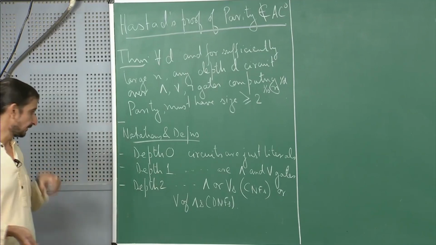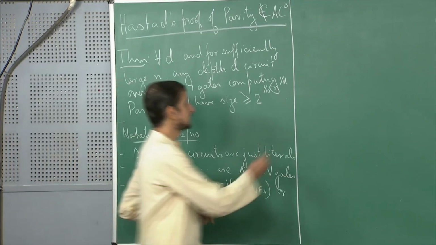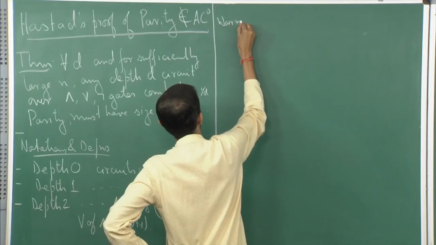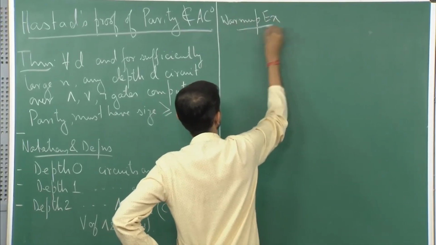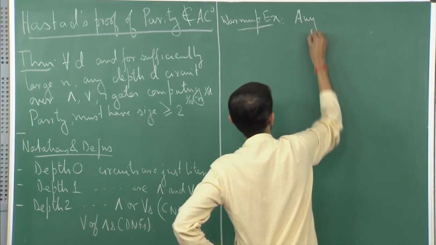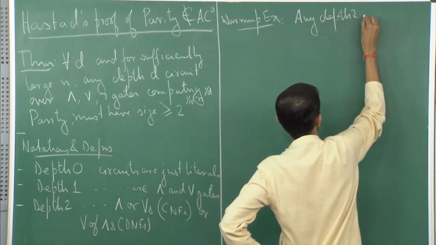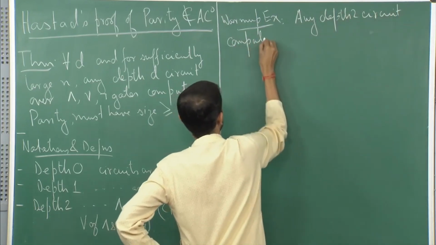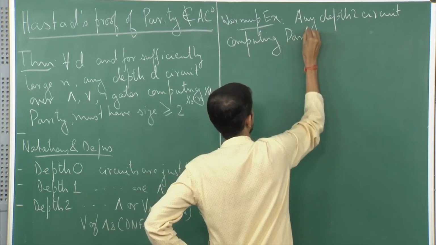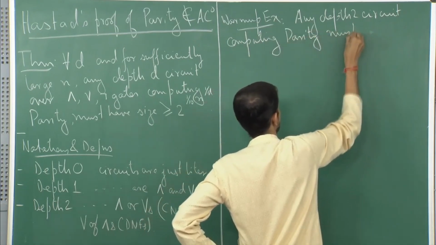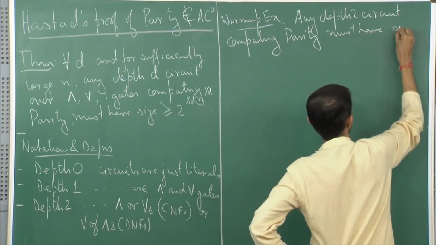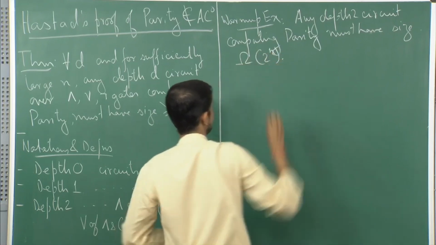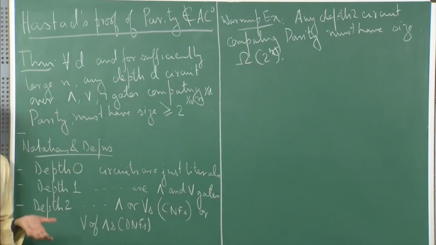So, in particular, even parity can be computed using a depth 2 circuit. But what about the size? Immediately, what we get as a result, let me write this as a warm up exercise, is that any depth 2 circuit computing parity must have exponential size.